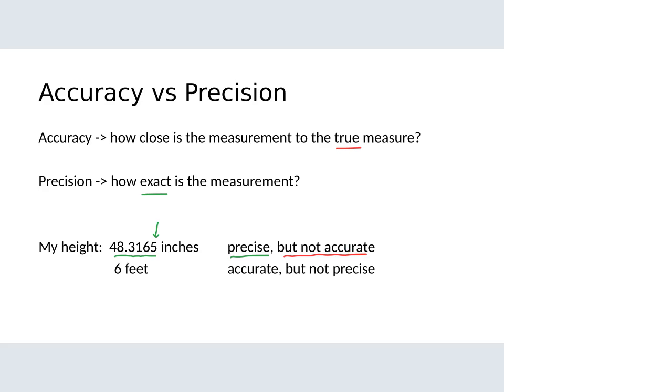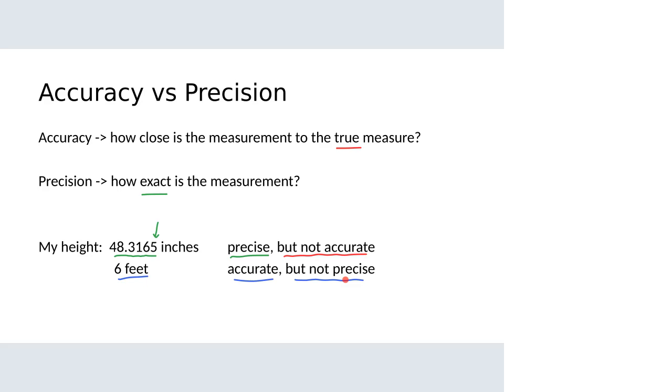And then the other way around, you could say that I was 6 feet tall. Well, this would be relatively accurate. I'm pretty close to 6 feet tall. That's pretty close to the actual truth. But it's not very precise because you just kind of ballparked it, went with 6 feet. If you said 5 feet 10 inches, now you're more precise. If you said 5 feet and 10.127 inches, now you're accurate and precise.